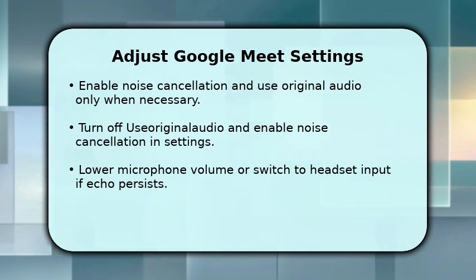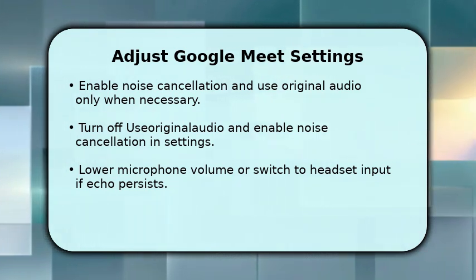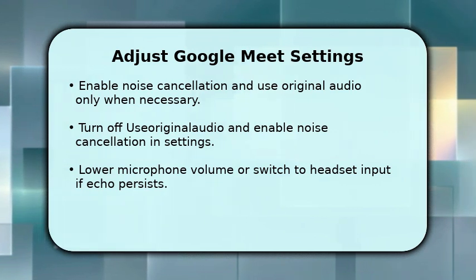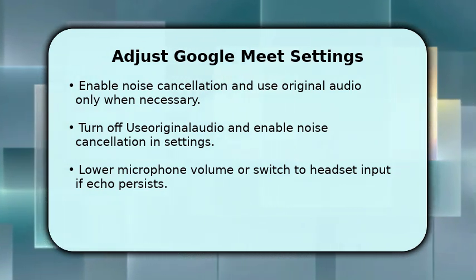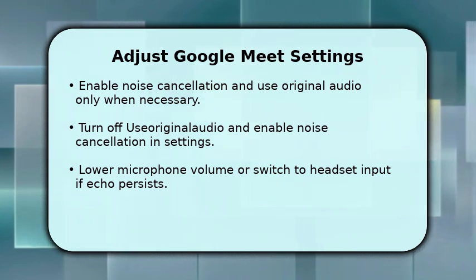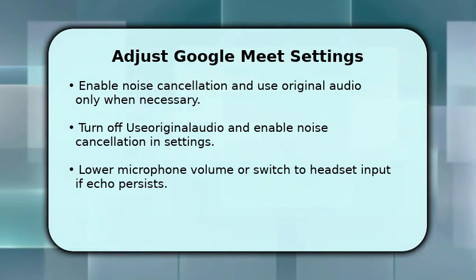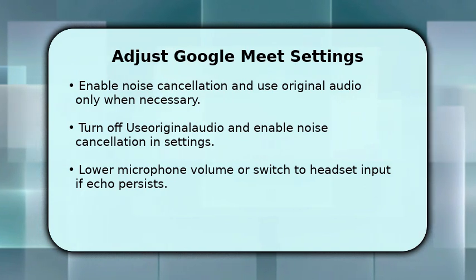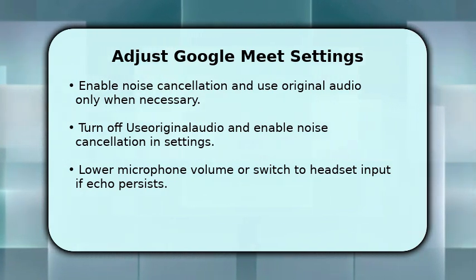Select your headset as both microphone and speaker inputs when available. Lower the system microphone volume by 20 to 30% if you still hear feedback. Test the call again and confirm the echo disappears for all participants before proceeding with your meeting.